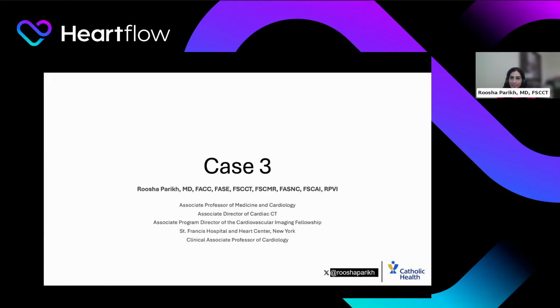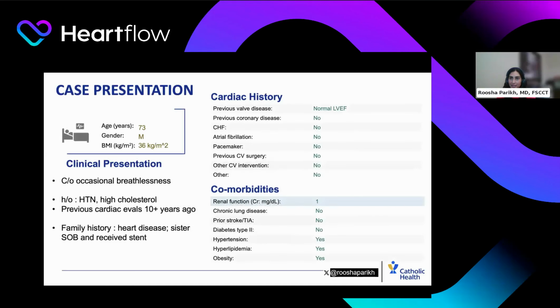Thank you, Ron, for the introduction, and thank you, SCCT, for having me here. So let's go over my case. This is a 73-year-old male, BMI of 36, with a clinical presentation of occasional shortness of breath. He has a history of hypertension and hyperlipidemia, and had a previous cardiac evaluation about 10 plus years ago, but doesn't exactly remember what test he had. He has a family history of heart disease, with his sister having shortness of breath and then after that receiving a stent. So his breathlessness was concerning.